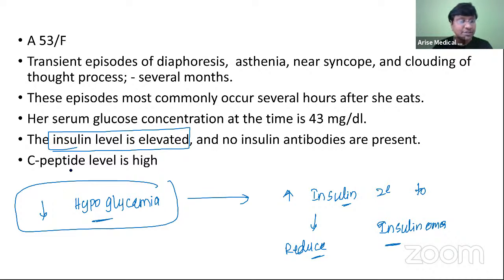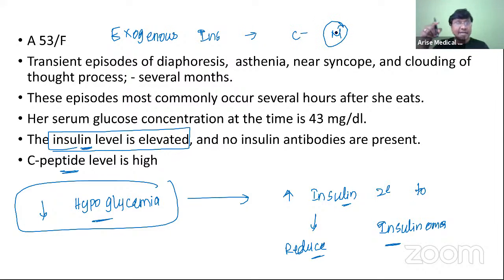Now, because your C-peptide is also elevated, why do you want the C-peptide being elevated to be noted in your question? Because sometimes the insulin level can be elevated because of exogenous insulin administration. And in exogenous insulin administration, the C-peptide levels will be normal. But if it is endogenous insulin production, then the C-peptide levels are also high.